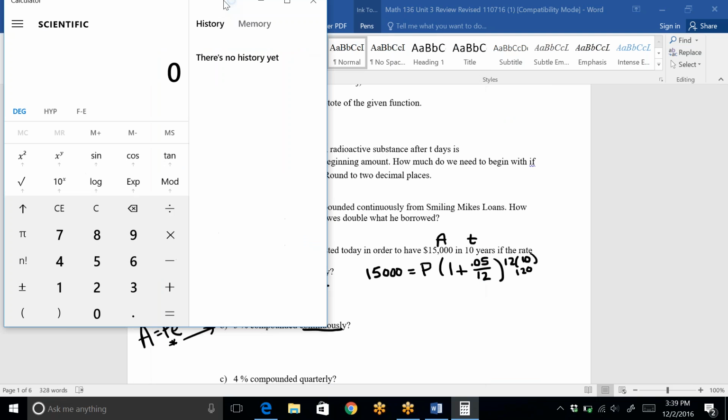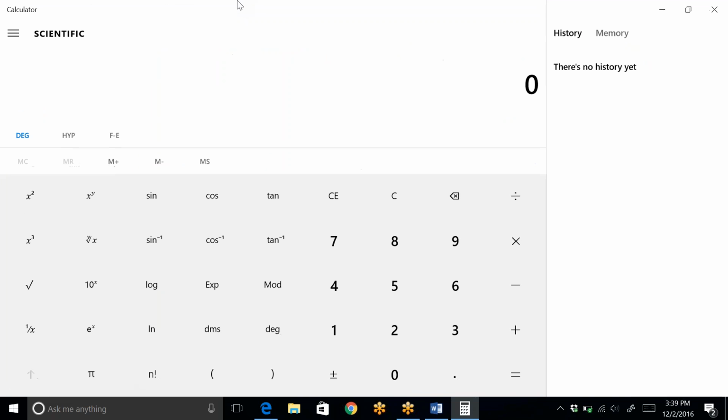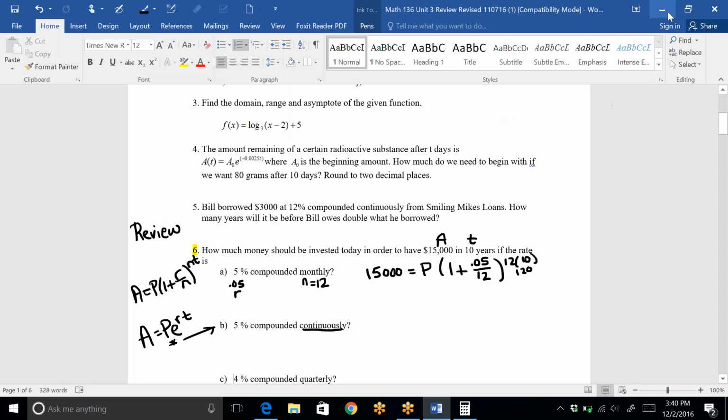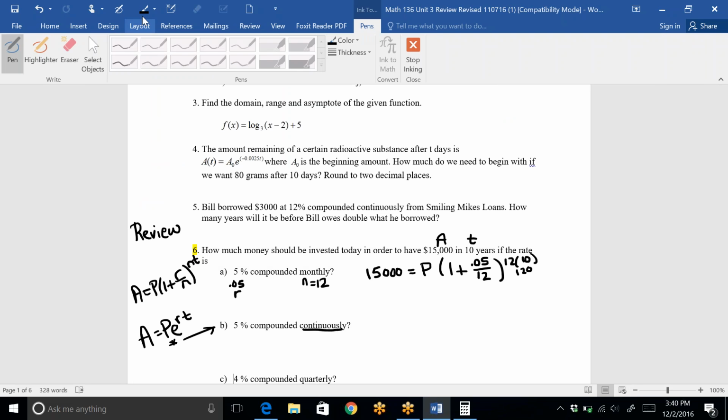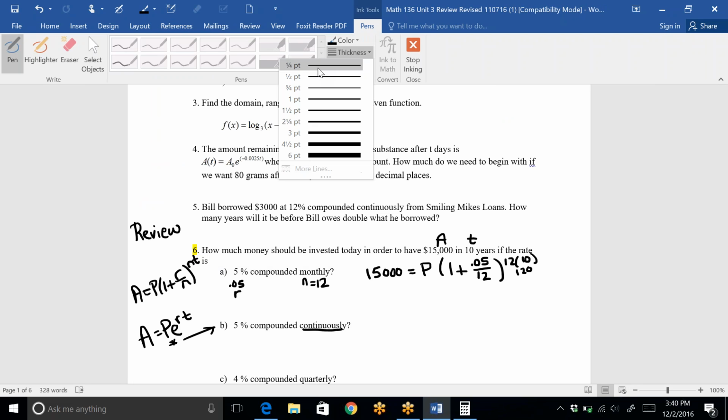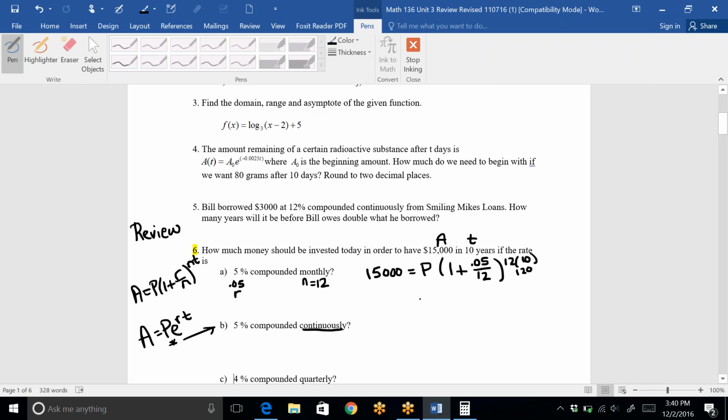So, let's talk about how to type this in. First of all, this is not solved for the correct letter. We would want to solve it so that P is by itself. That makes it easier to type in what you're going to solve on the calculator. So if I solve this, I would divide over that big parentheses. So it would be 15,000 divided by the 1 plus 0.05 divided by 12, all to the 120th power.